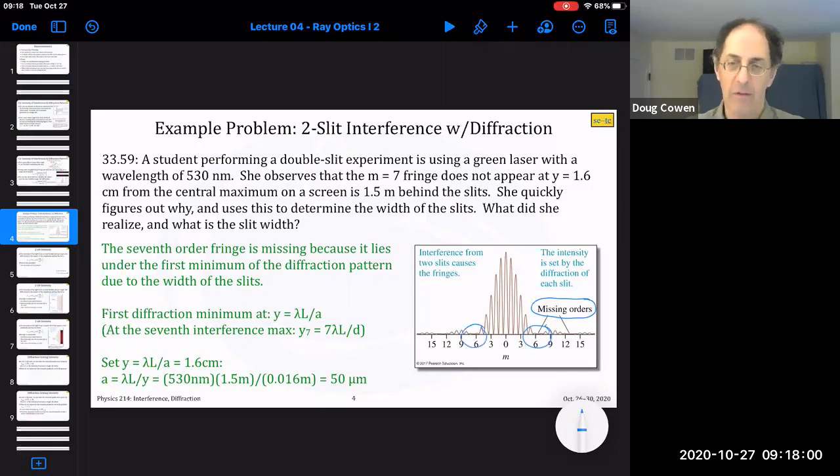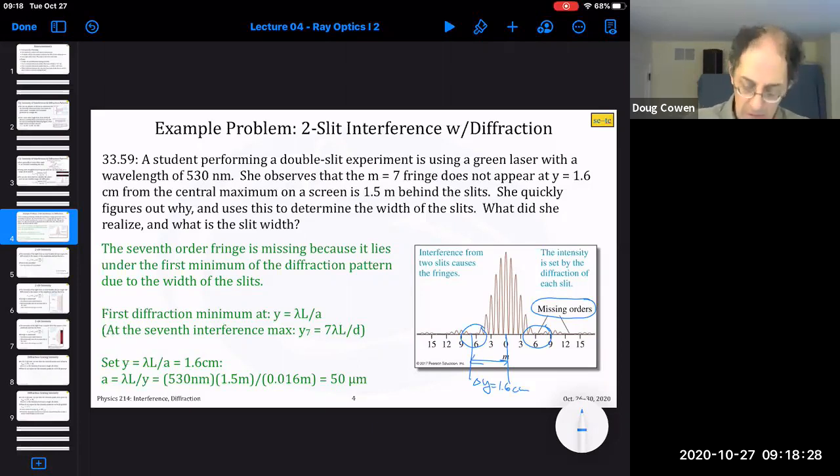And so she doesn't see the m equals 7 fringe, which is a distance, if she's measuring on the screen, 1.6 centimeters from the central maximum. So it's basically this distance here, delta y is 1.6 centimeters. That fringe is not seen. So how do we figure out what the slit width is based on that information?